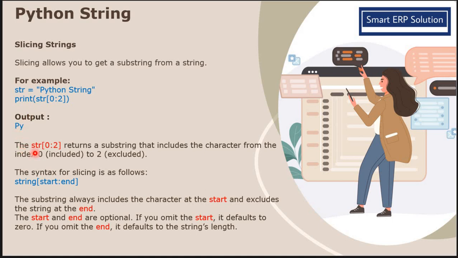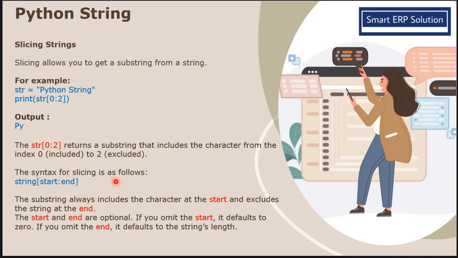How? str[0:2] within the square brackets returns a substring that includes the character from index 0. The 0 position is included, to 2 excluded. In the word Python, 0 is p, 1 is y, 2 is t. But 0 will be included and 2 will be excluded. So p and y will be printed.